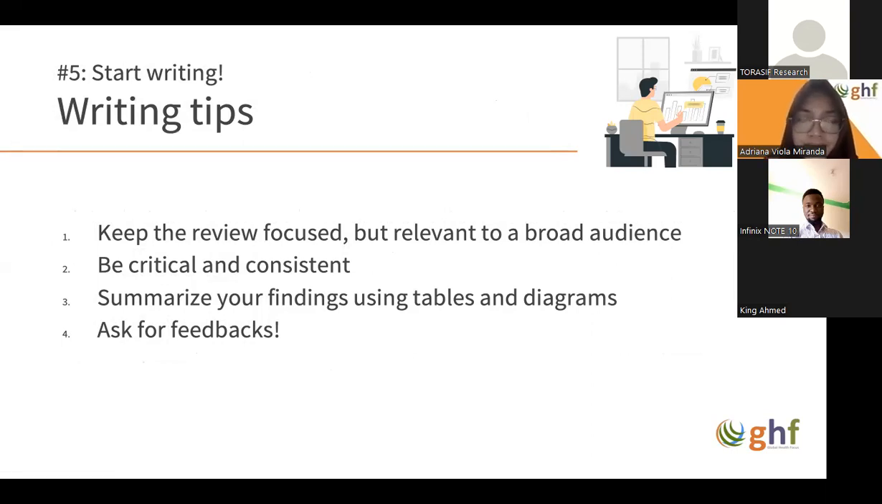In writing, you need to keep the review focused but relevant to a broad audience. I think I've mentioned that in the first part of the presentation. You need to be critical and consistent, including in your own research. So don't forget to be objective. And it's easier for the reader to understand what you mean if you summarize your findings into tables and diagrams. And lastly, of course, for writing, you need to ask for feedback.